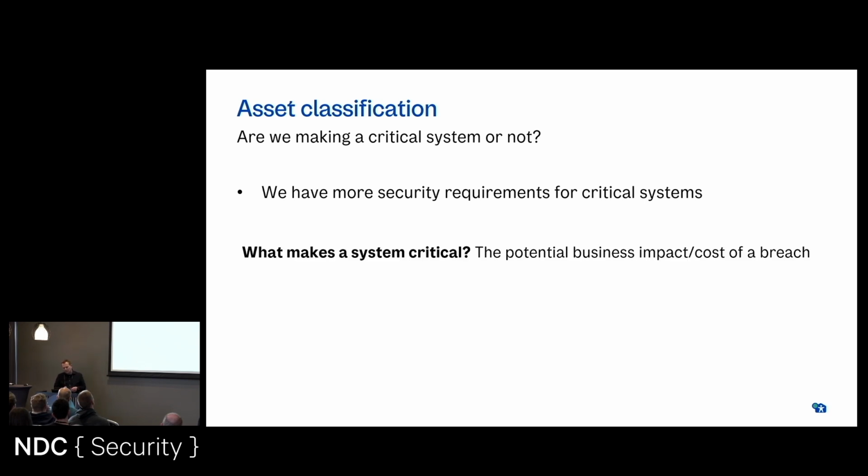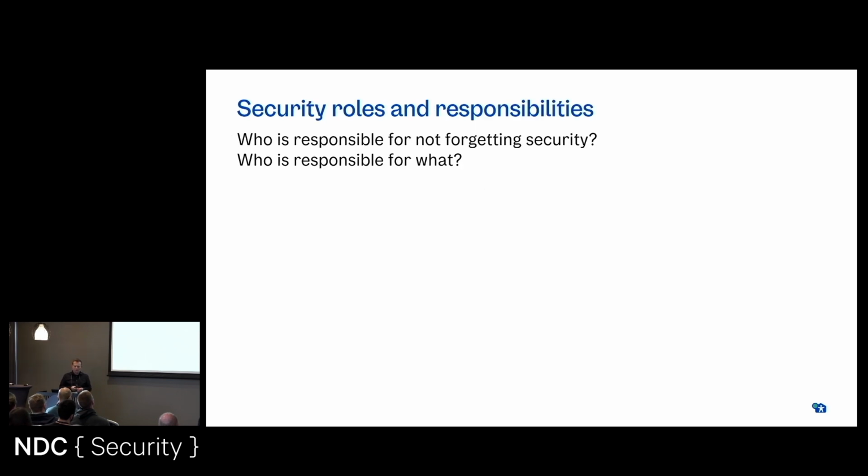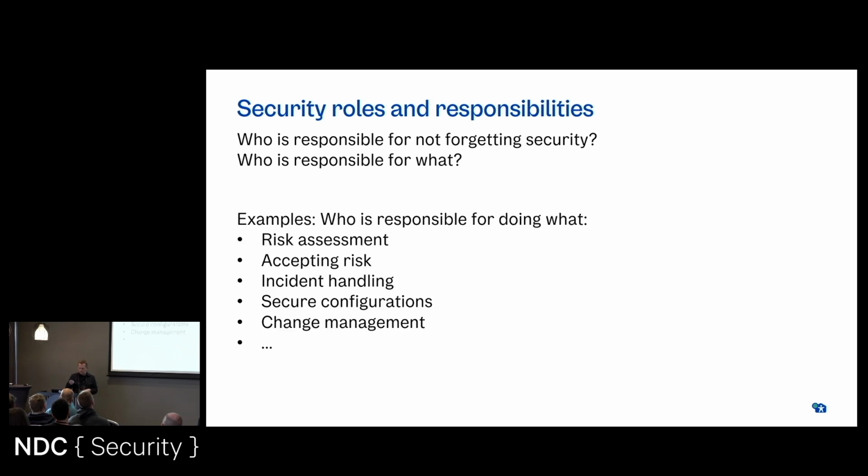So what is a critical system? It is defined by the impact of a breach, the cost to the company if we are breached. Makes sense. Security roles and responsibilities is very important because with all these activities, we want to make sure that someone has the responsibility to actually do this. So here are a few examples of that.